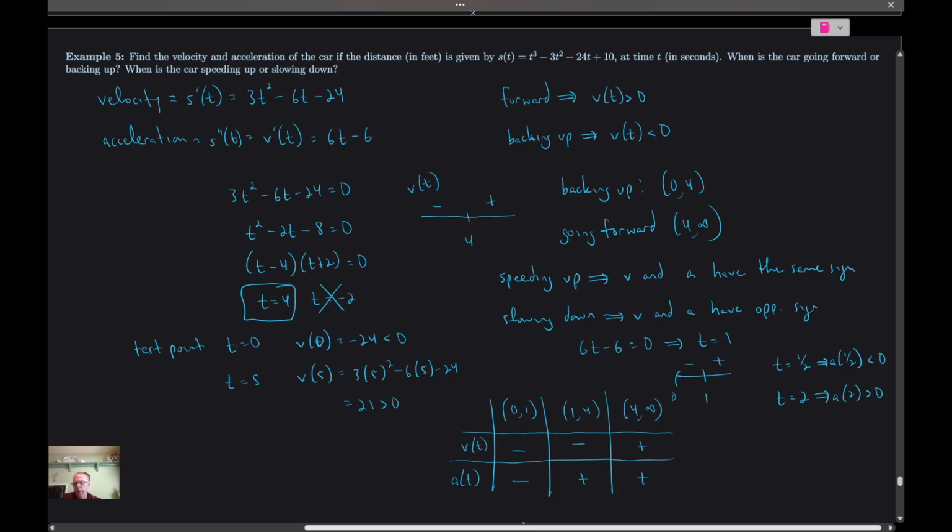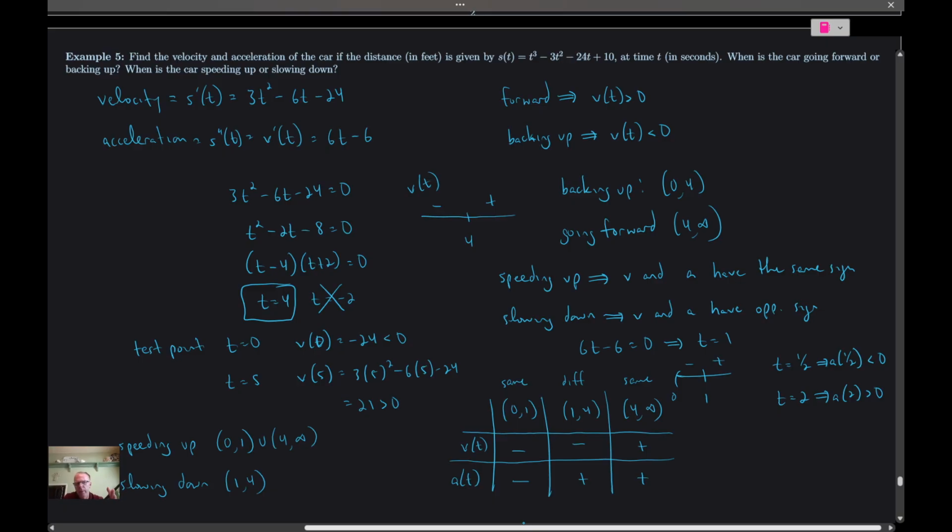So for this car, here we have the same signs, here we have different or opposite signs, and here we have the same signs. So we are speeding up from 0 to 1, and this is going in the negative direction, but it's still speeding up. And from 4 to infinity. And then we are slowing down between 1 and 4.